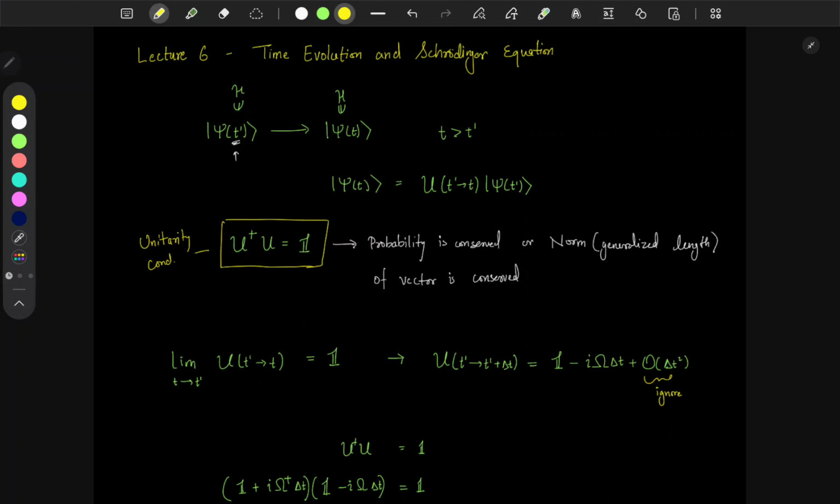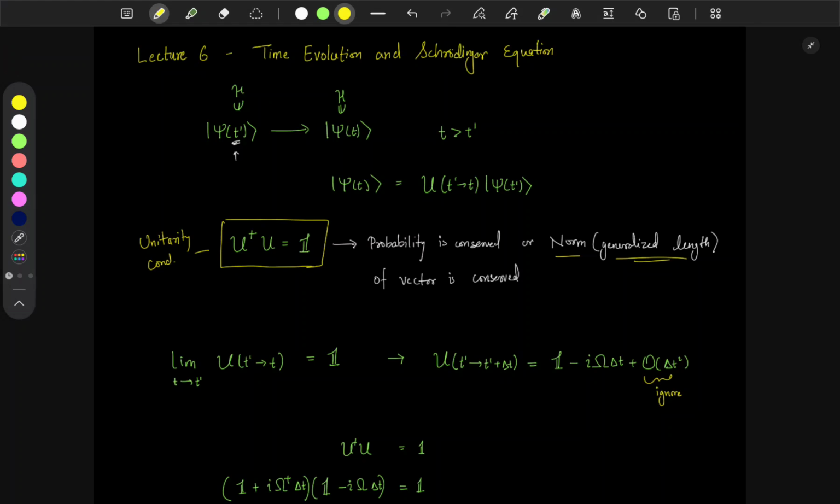What does this unitarity imply? It implies that the probability is conserved, or in a more abstract way, the norm of the vector is conserved. Norm basically means generalized length, the length of the vector. It's not the length which you can measure by a tape. It's some general length, and that length is conserved.